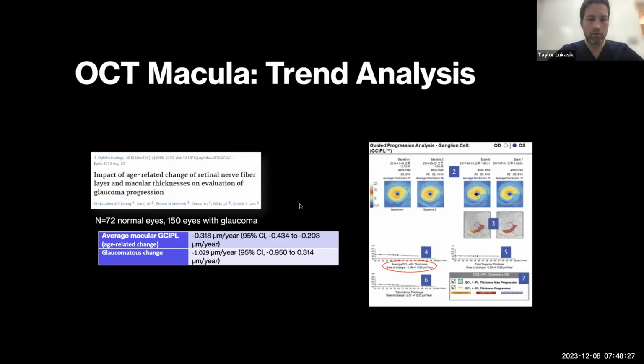So the same is true for ganglion cell analysis, where an average eye has an age-related change of around 0.3 microns a year, with glaucomatous changes having a more accelerated rate of loss at around 1 micron a year. So if we look at this example of a ganglion cell analysis, we can see that the rate is just over 1 micron a year, but you still need to look for focal changes.